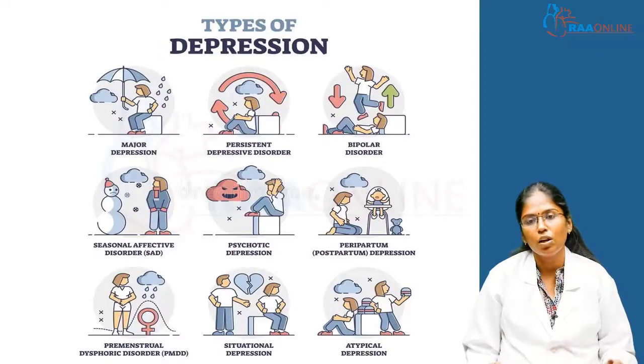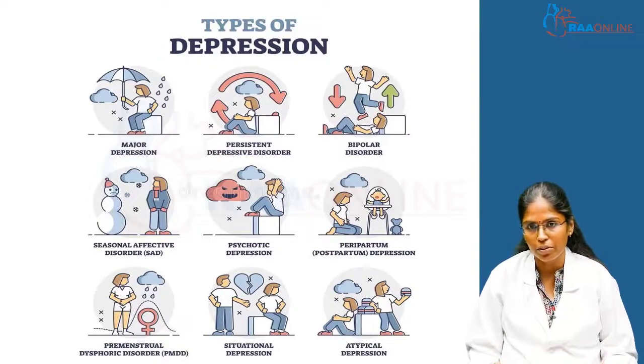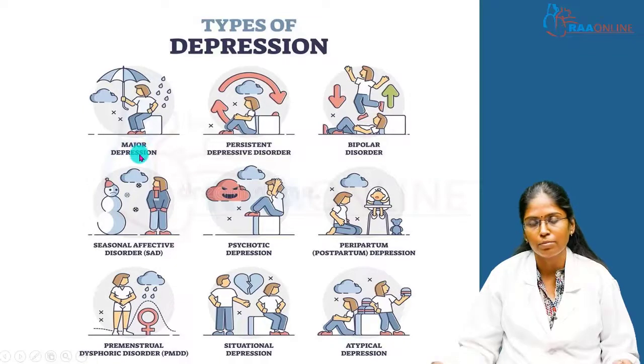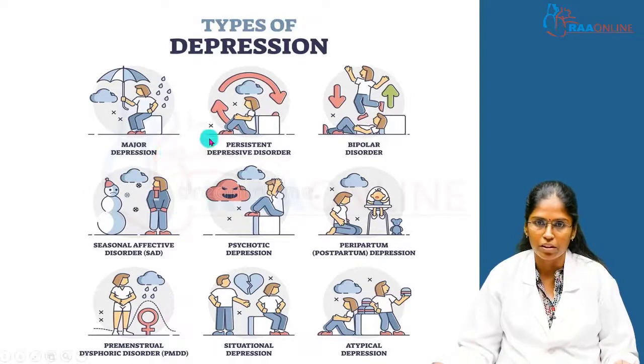Now let us see what are the different types of depression. There are 9 different types of depression. The first one is major depression. So what is major depression? The person who is suffering from major depression is always in a depressed mood. Most of the time he or she will be in a depressed mood. That is called major depression.